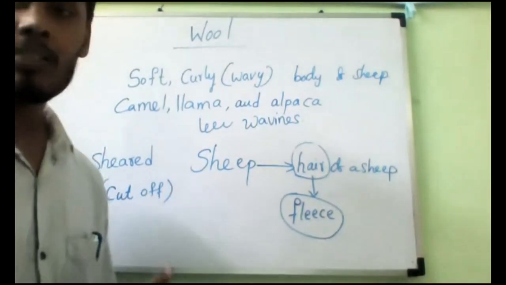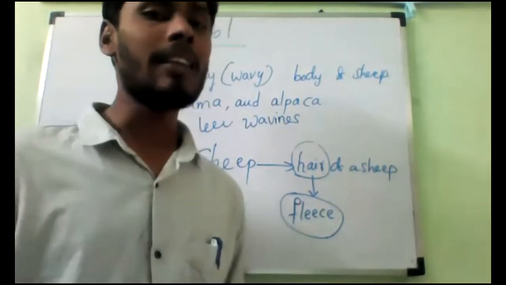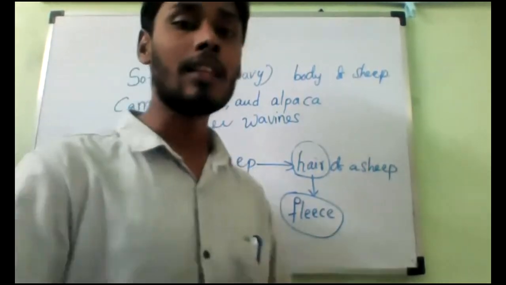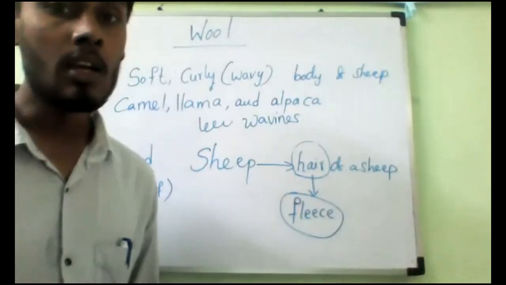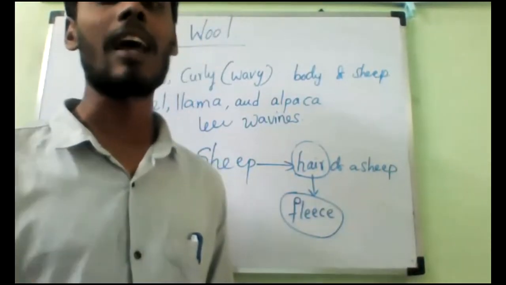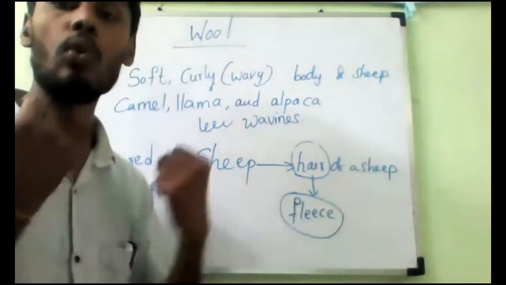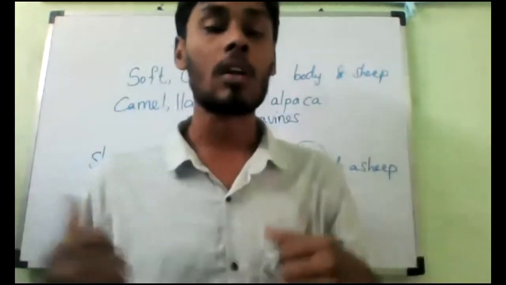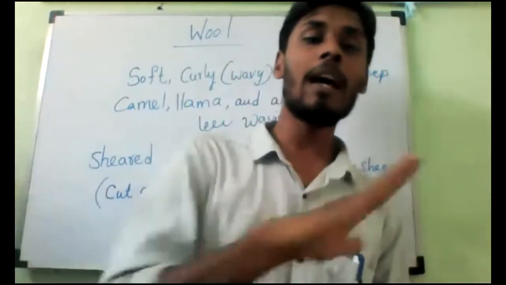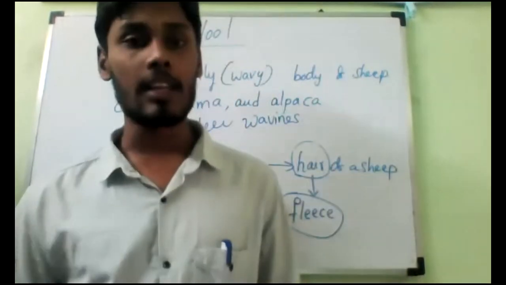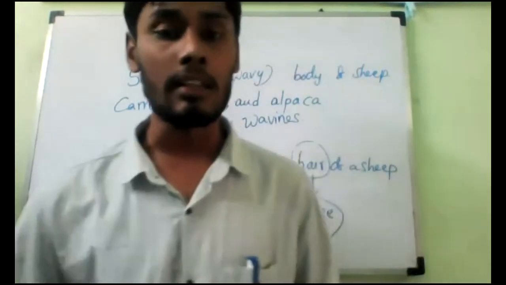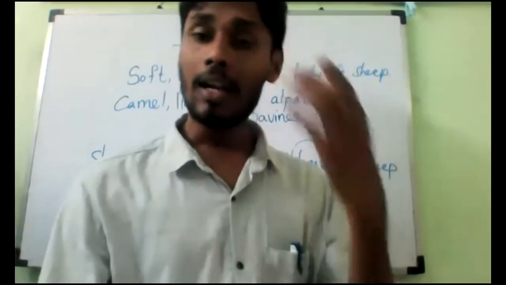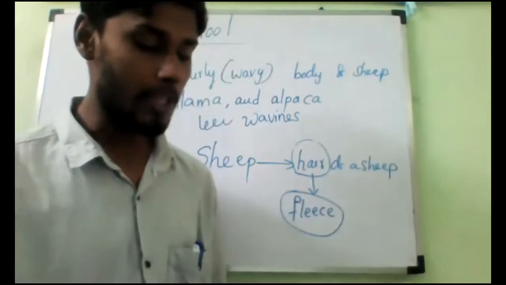Now these wool yielding animals bear a thick coat of hair on their body. It is this hair which gives us wool. Whatever is covered there, like a coat, like our body coat, how we are wearing the coat, the same way they bear a thick coat of hair on their body. That hair only gives us wool. Understand? Wool.